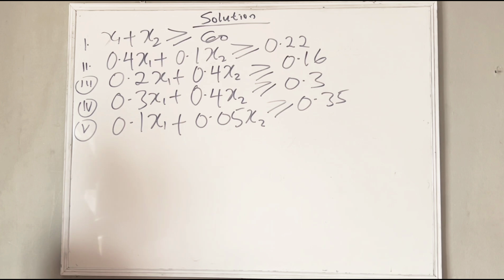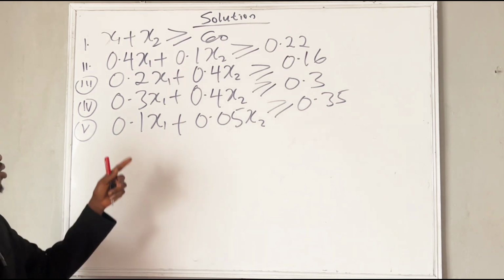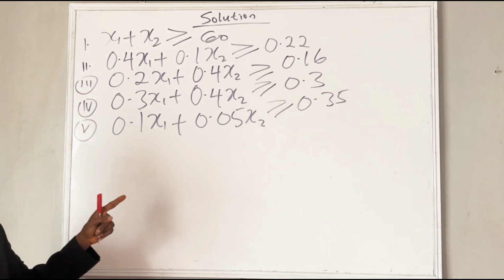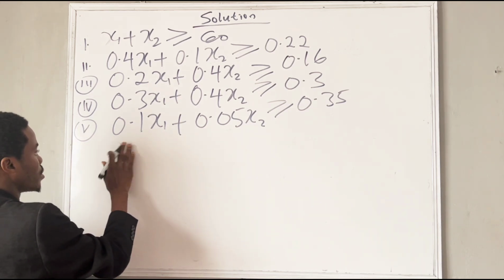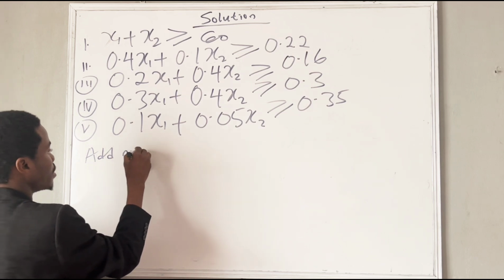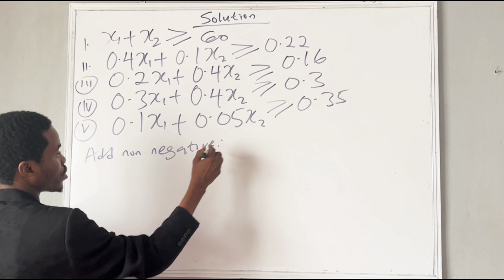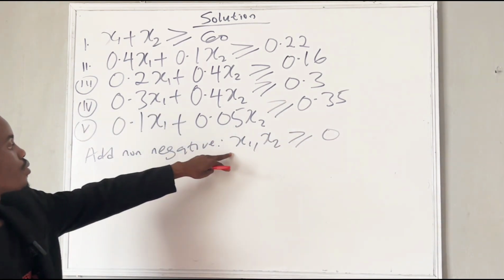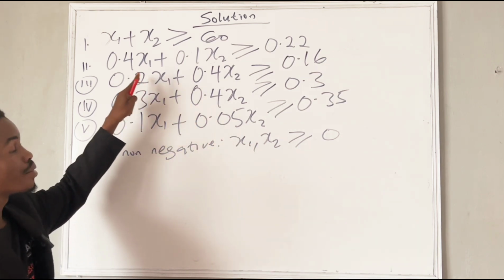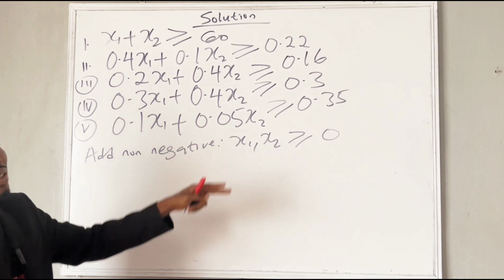So lastly, since we have gotten this, our last step is to just add the non-negativity. If you look at this question, it says our x1 and x2, our decision variables, are greater than what? Greater than 0. So we add the non-negativity: x1, x2 is greater than or equal to 0, since x1 and x2, that is ingredient A and ingredient B, are greater than 0.